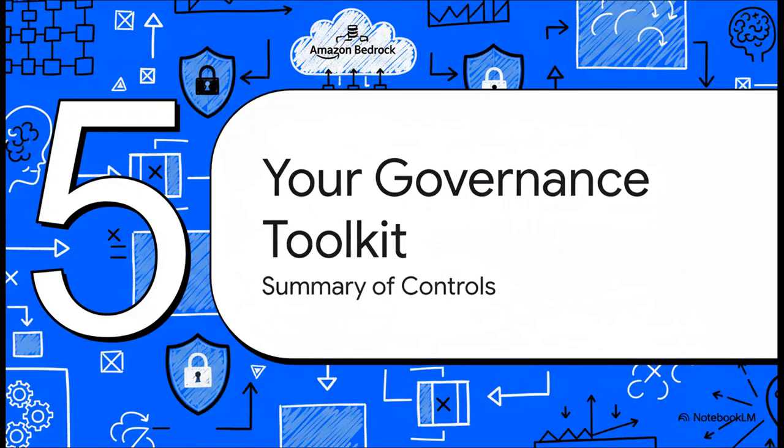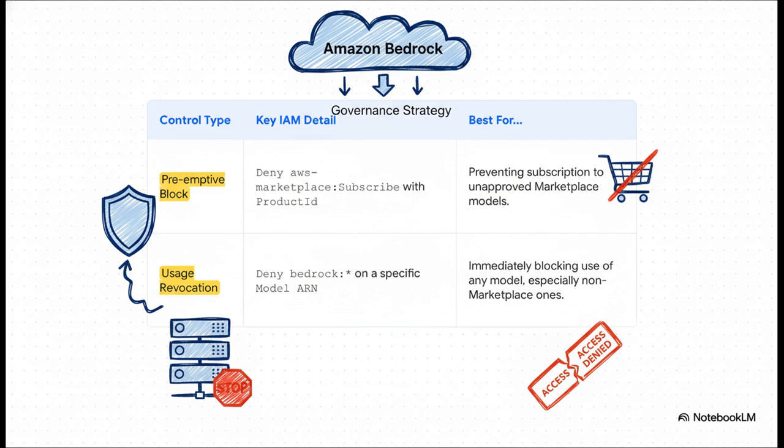Whew, okay, we have covered a ton of ground. So let's pull all this together into a nice, clean summary. Think of this as your brand new governance toolkit. This table right here is your cheat sheet. You've got two main control levers. First is the preemptive block. You use deny AWS Marketplace/subscribe with a product ID, and this is perfect for stopping anyone from ever touching a new, unapproved model. Your second tool is usage revocation. You use deny Bedrock/star on a model's ARN, and this is your go-to for immediately cutting off access to any model. Super useful for non-marketplace models or for just revoking existing access.